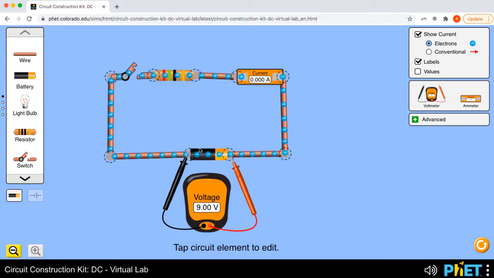We've got a cell here connected in series with an ammeter. We have a resistor and a switch and a voltmeter connected across the terminals of the cell. Notice that the voltmeter reads 9 volts and there's no current flowing because the switch is open.